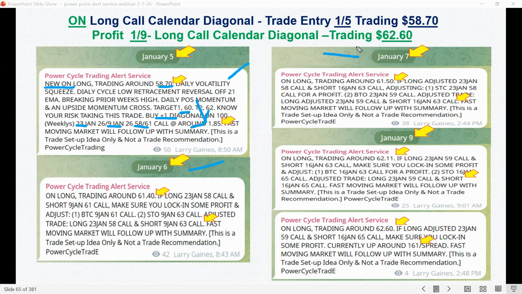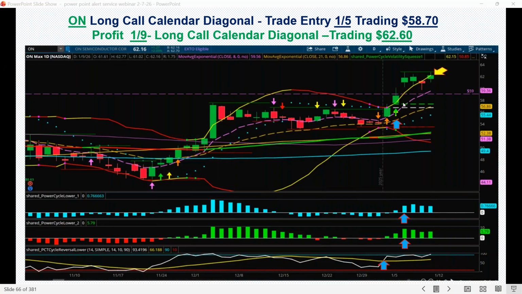Then on January the 7th, we did another adjustment. And then January 9th, we were trading here with another adjustment, and then ended up right here into the 9th. This spread was up $161 per spread on the 9th of January. So just running through the summary of this one really quick. We got in right here.